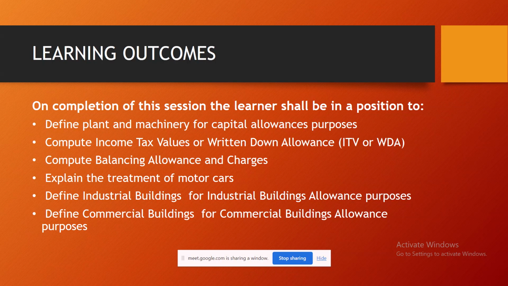a position where you're able to define plant and machinery for capital allowance purposes, compute income tax values or written down values, compute balancing allowances and charges, explain the treatment of motor cars, define industrial building for industrial building allowance purposes, and define commercial building for commercial building allowance purposes. So that's what we are going to cover under this particular topic of capital allowance.